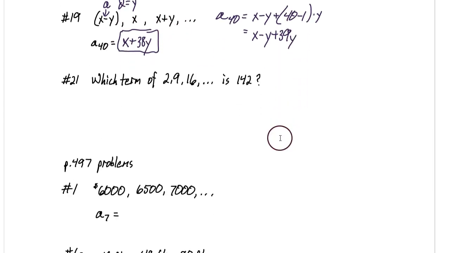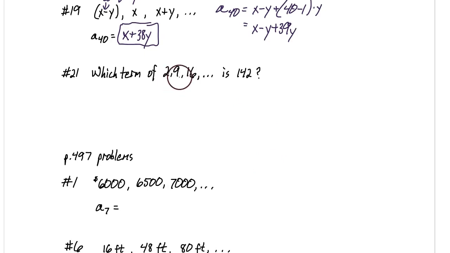Number 21, which term of this sequence is the number 142? So here we have an arithmetic sequence. The value of a is 2. And looking from term to term, it's adding 7 every time. Which of the terms in the list is 142? What we want to find out is, what is the value of n in our formula?